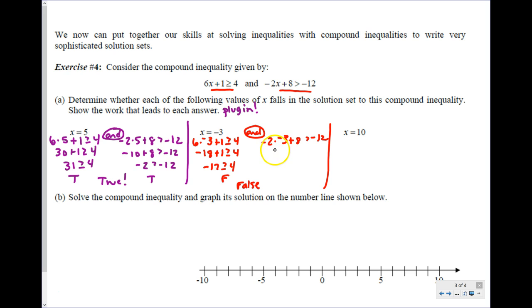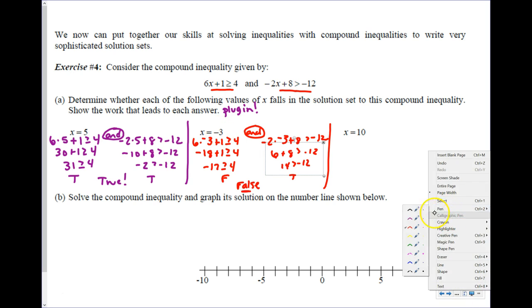Negative 2 times negative 3 is a positive 6. 6 plus 8 is 14. 14 is greater than negative 12, but because it's an and, both have to be true, so this is still a false statement. Negative 3 will not work for this inequality.